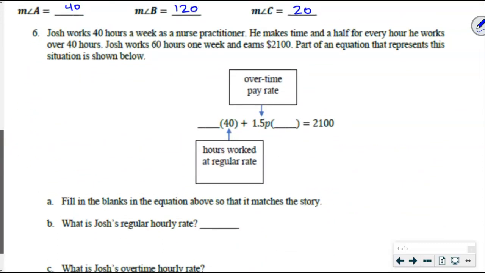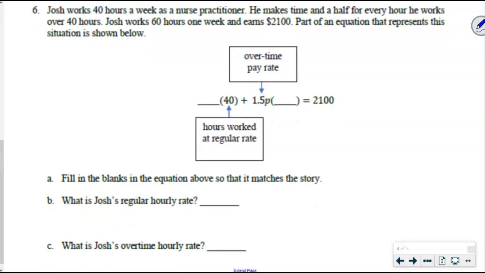Now let's talk about number 6. You already had a homework problem like this. Josh works 40 hours a week as a nurse practitioner. He makes time and a half for every hour he works over 40 hours. Josh works 60 hours one week and earns $2,100. Part of the equation that represents his situation is shown. Notice, this is his pay, which is equal to 2,100. We just need to fill in this. So, how many hours total did he work?